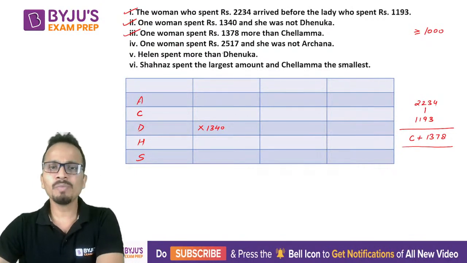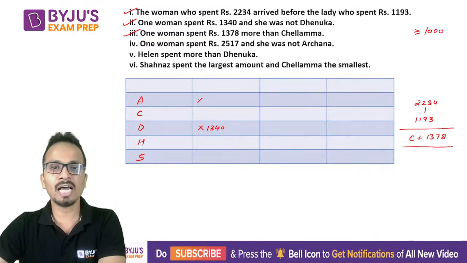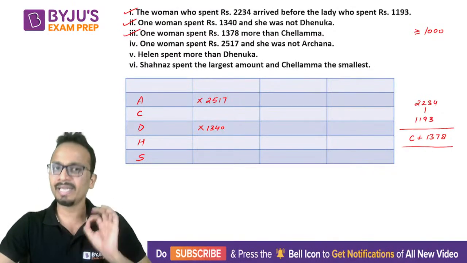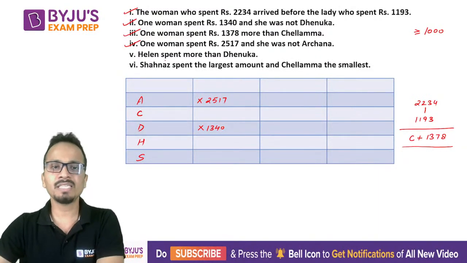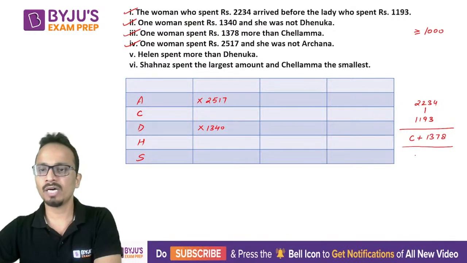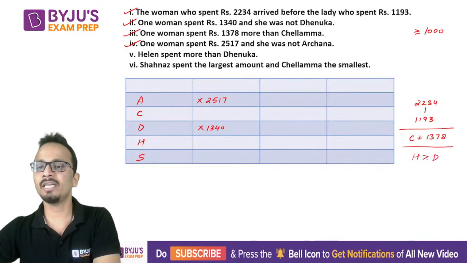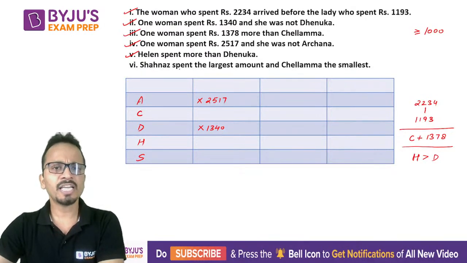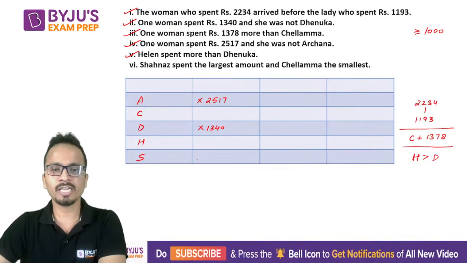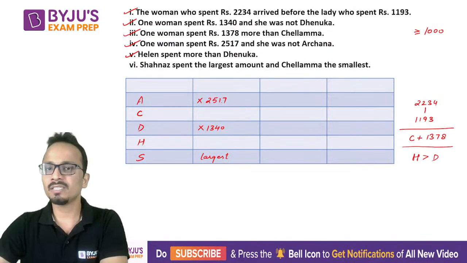Statement number 4: one woman spent 2517 and she is not Archana. So Archana has not spent 2517, but there is certainly one lady who has spent this amount. Fourth statement is over. Fifth statement: Helen spent more than Dhenuka. So H will be more than D. I have written it on the right hand side of the screen. Fifth statement is used. Last statement: Shehnaz spent the largest amount. So Shehnaz spent the largest and Chilama spent the smallest.